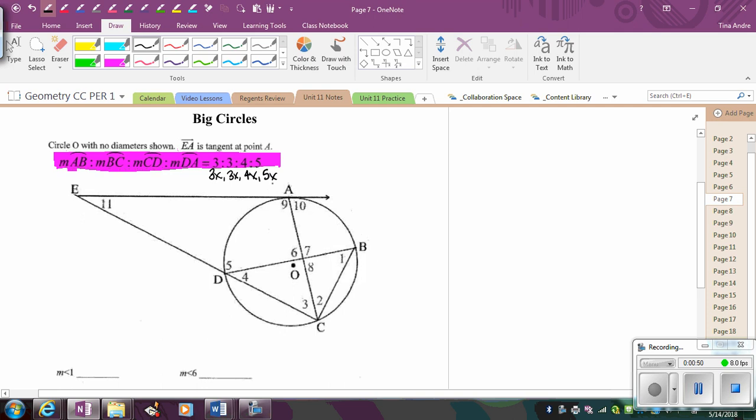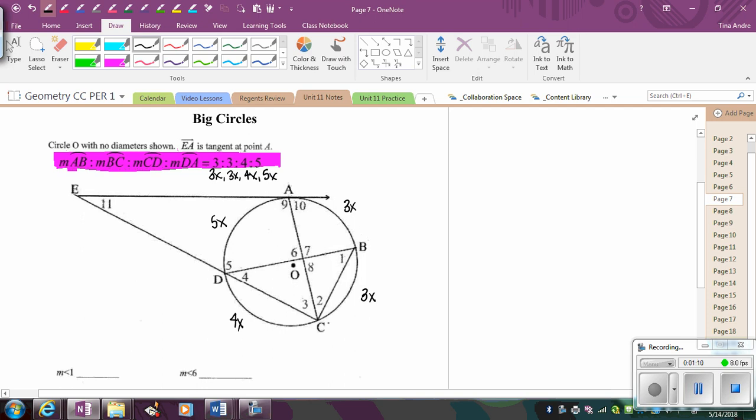So I'm going to go ahead and label them. The order does matter here. So AB corresponds to 3, so I'm going to call that arc 3x. BC is also 3x, so those arcs are equal. 4x for DC and 5x for DA. So now I have every single arc labeled in the picture.